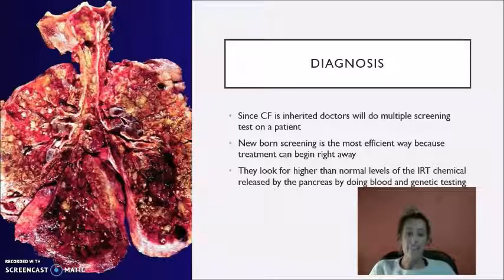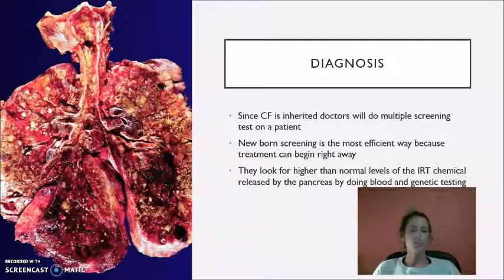Diagnosis for CF. It's an inherited disease, so doctors will do multiple screening tests on a patient. Most commonly done on newborns that are at risk for this disease. Now, signs and symptoms may not show for a few years, and it can be in younger children instead of newborns, but typically they run genetic testing and blood tests on newborns.